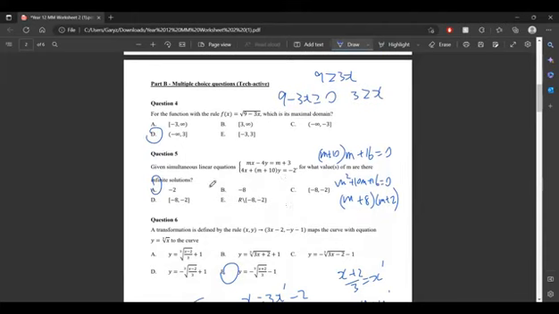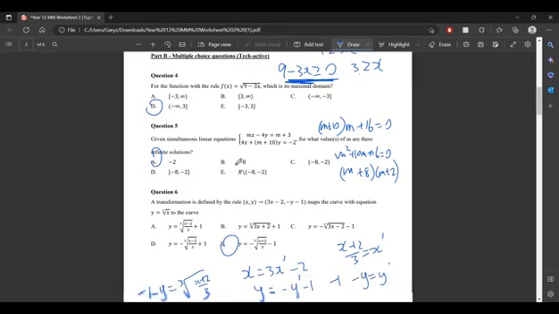All right, now to the multiple choice questions. The first question, we know that because there's a square root, everything in here must be greater or equal to 0. So in other words, 9 minus 3x must be greater or equal to 0. So 9 must be greater or equal to 3x. 3 must be greater or equal to x. And that gives us the option D.